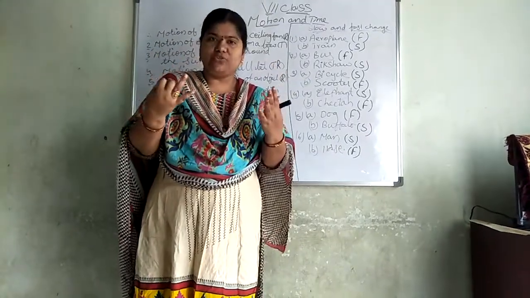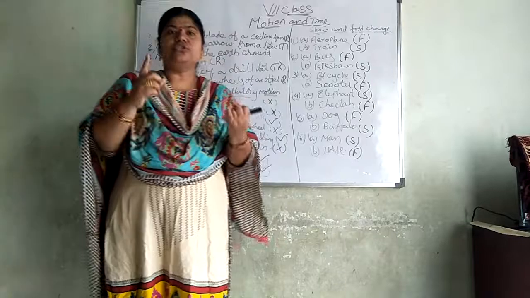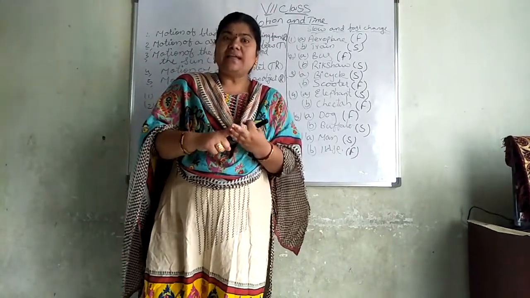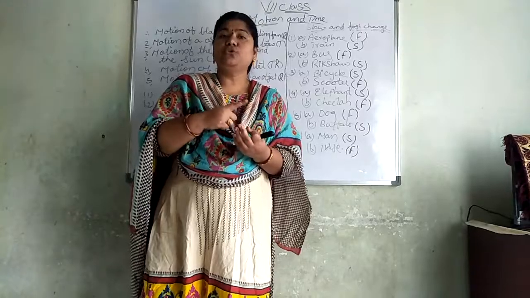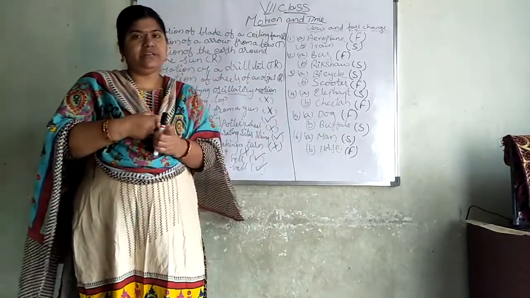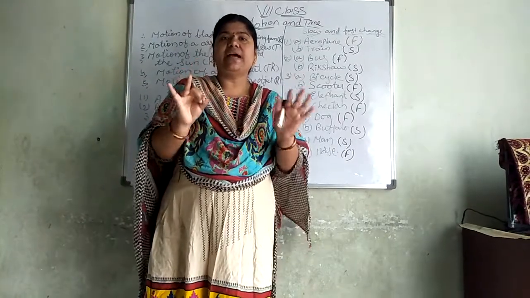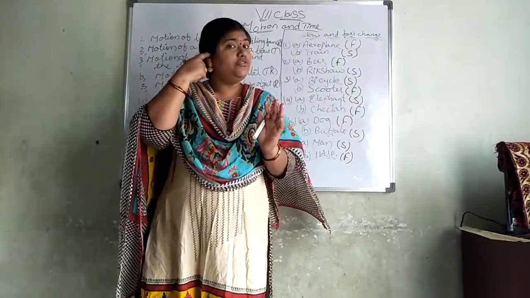Okay, then how many types of motions are we having? Total 7 types of motions. What are those? Uniform motion, non-uniform motion, translatory motion. Translatory motion is again divided into 2: rectilinear motion and curvilinear motion. Oscillatory and rotatory motions make the 7 types of motions.